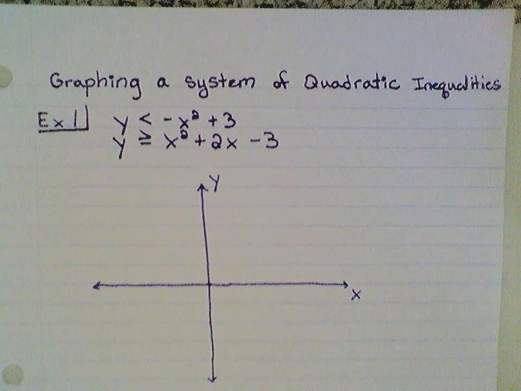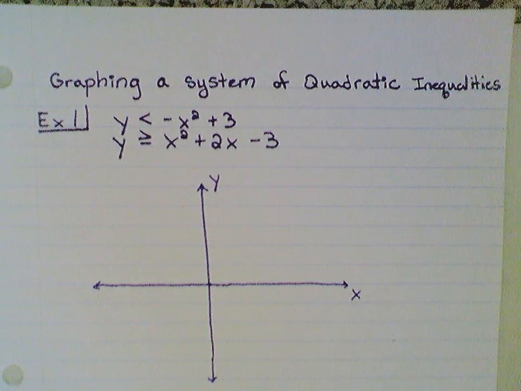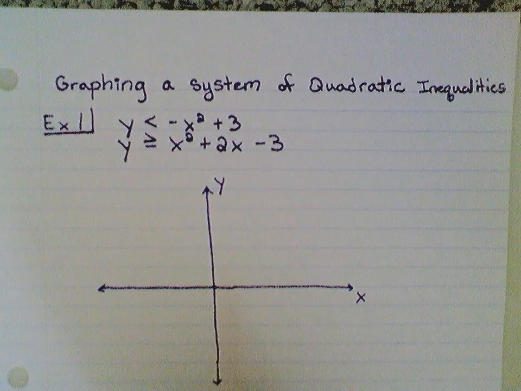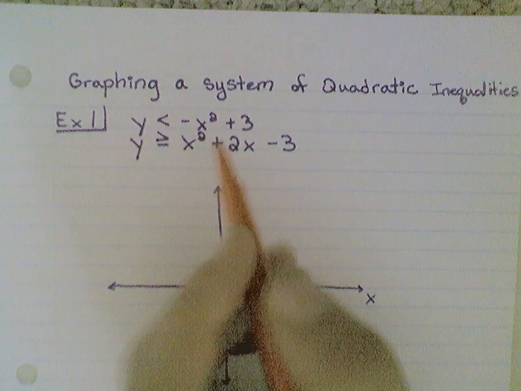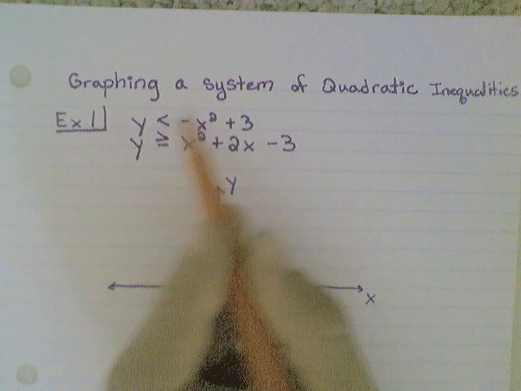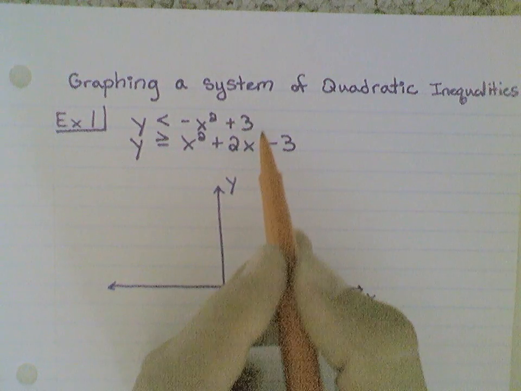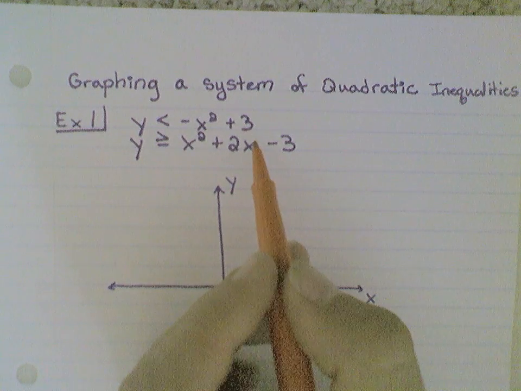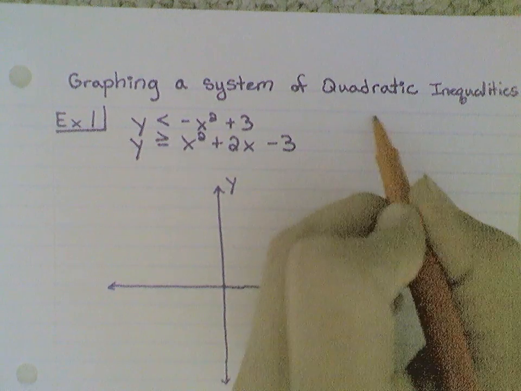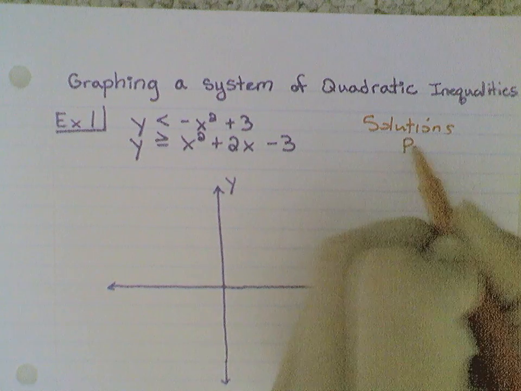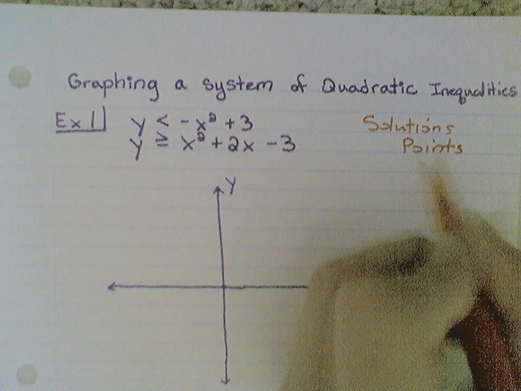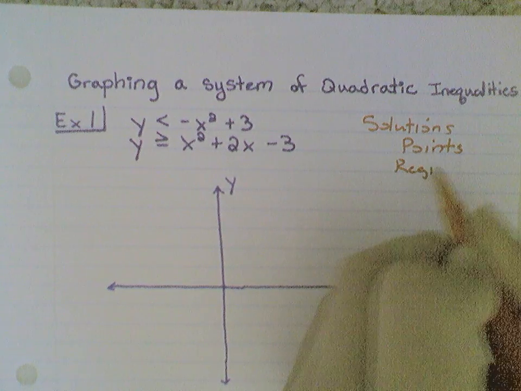In this video, I'm going to do an example of graphing a system of quadratic inequalities. Anytime we're graphing a system of quadratic inequalities, we're really going to shade the region that contains the points that are solutions to both equations. So, once again, our solutions are going to be points, and they're going to be points within a region that is shared.